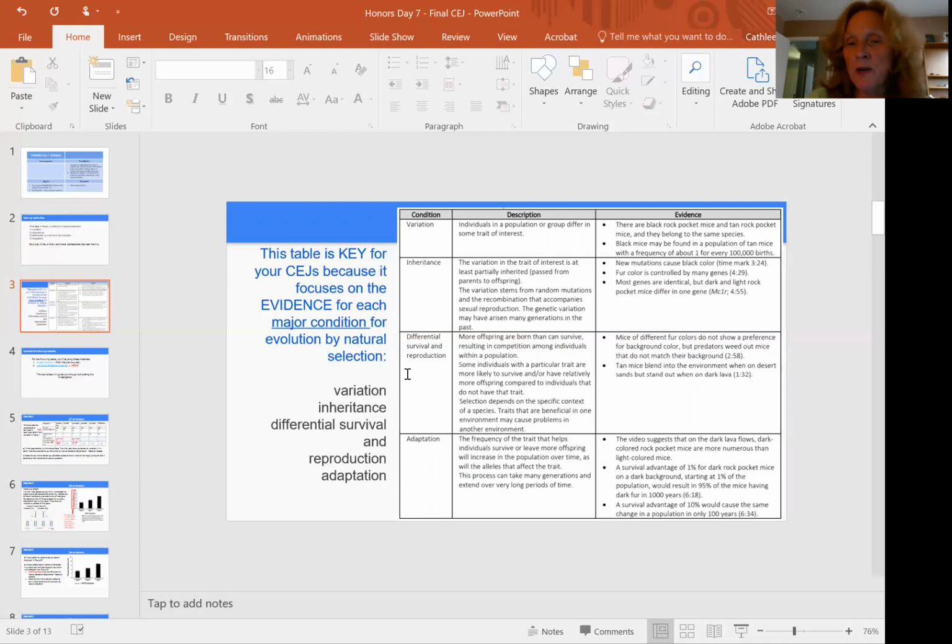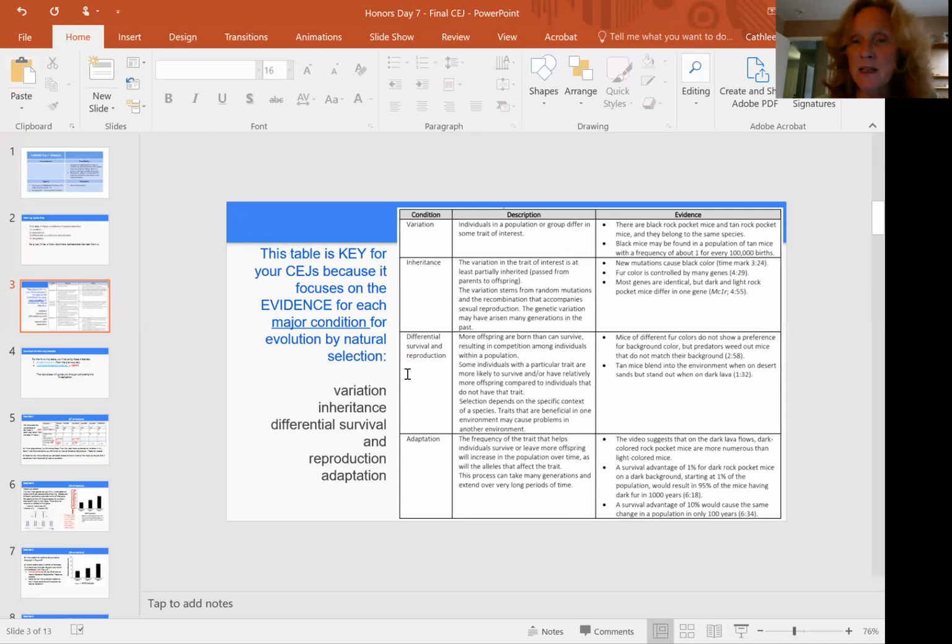Well, if you look under the evidence part there, you found black rock pocket mice and tan rock pocket mice, and they belong to the same species. So you found both of them there. Right off of that, you go, oh, that's variation, okay? Same species, but there's variation. That is a justification component. If you find there's more than one type, which wasn't always the case at every location, but at a number of locations, variation did exist. And the key part here is they're the same species.